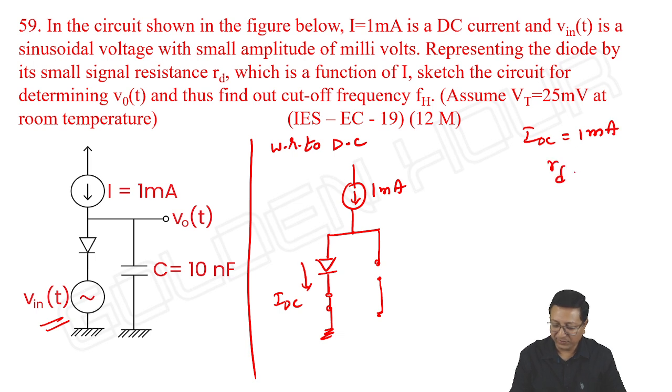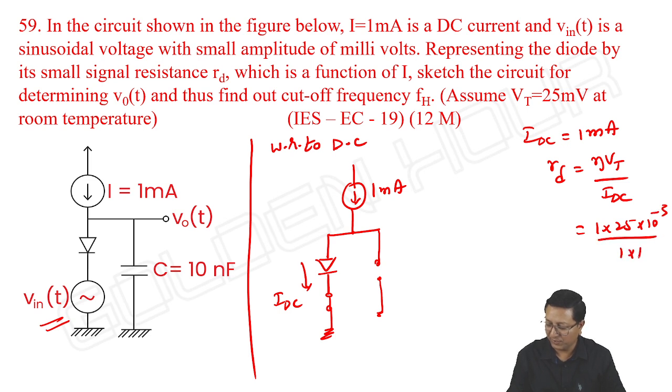So, the dynamic resistance RD or RF is eta Vt by IDC. It is 1 into 25 milli by 1 milli. You see, in all the problems we are getting the dynamic resistance as 25. So, they are giving like this, what to do. Okay, right. Then sketch the circuit for V output and thus find the cutoff frequency.